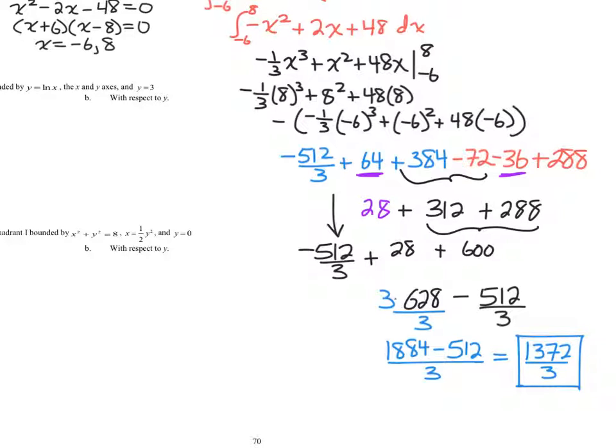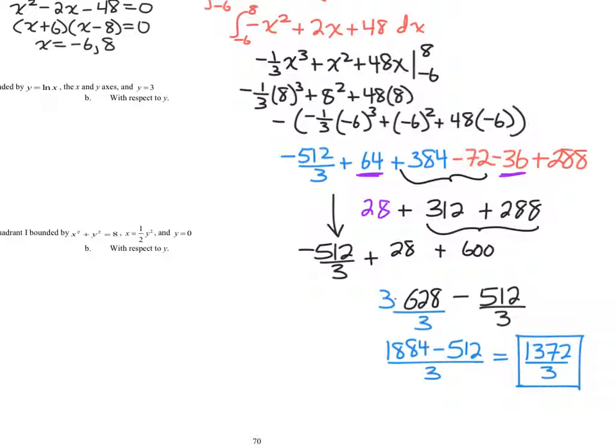So the area of the shaded region, or the area of the bounded region, is 1,372 over 3. What unit is that? That would be square units. We just don't have any units in the context of the problem, so square feet, square miles, whatever.